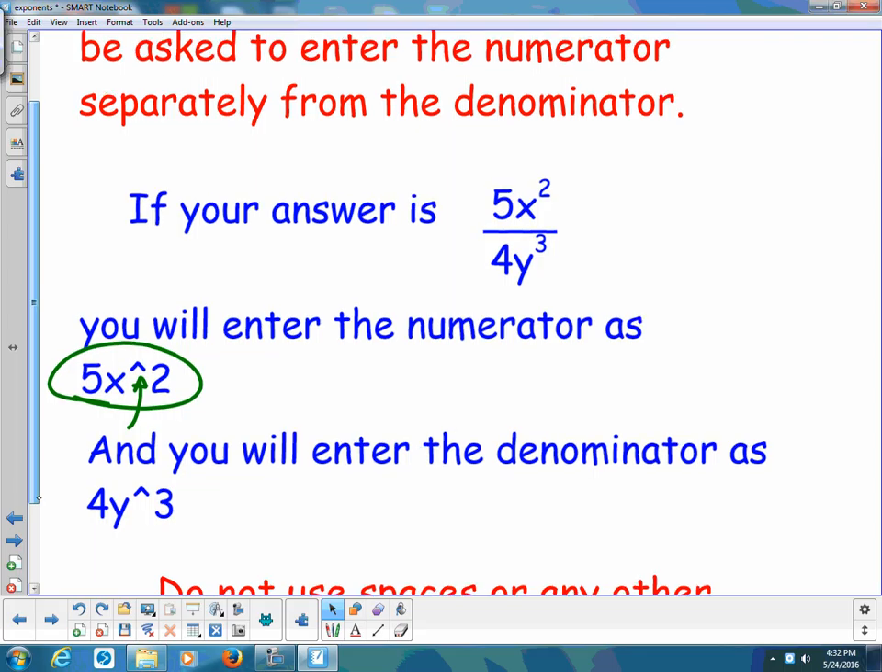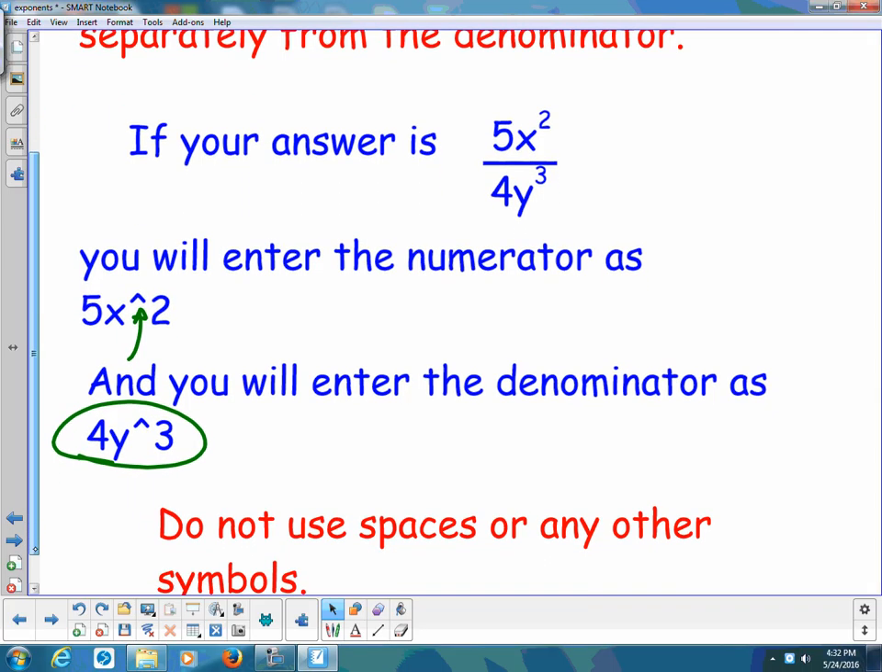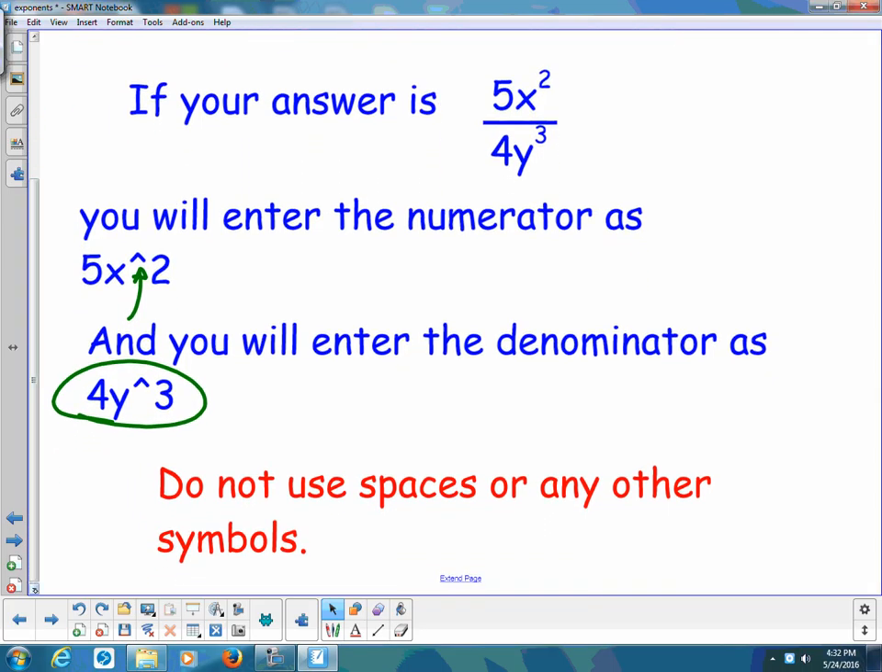Your denominator, you would enter as 4y caret 3 for 4y to the 3rd. So if your denominator looks like this, you're going to enter this on your calculator. Do not use spaces or any other symbols.